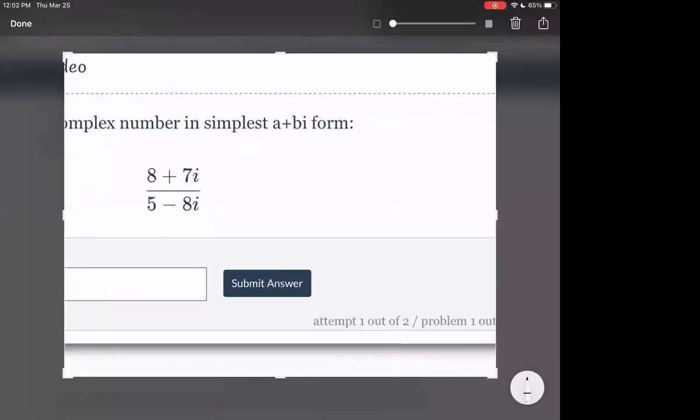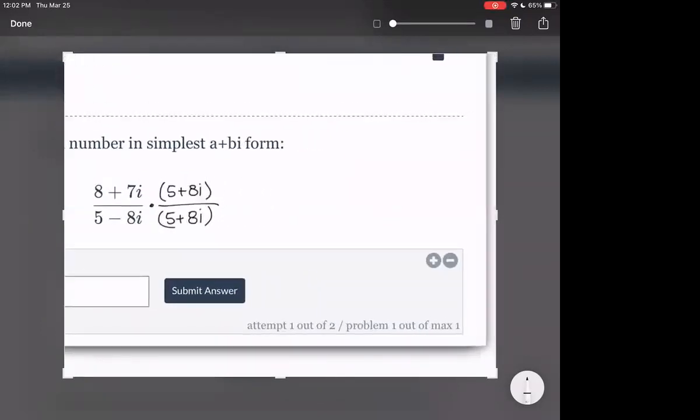Okay, so we got 8 plus 7i on top and 5 minus 8i on the bottom. Remember, you are multiplying by the conjugate of the bottom. So the 5 minus 8i, now we want 5 plus 8i. So multiply by the conjugate of the bottom. Now we're going to do the foiling. So we're going to FOIL the top and FOIL the bottom.